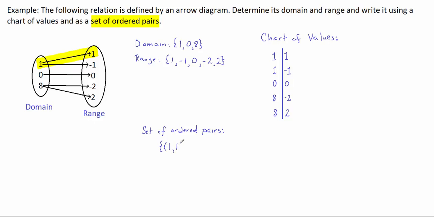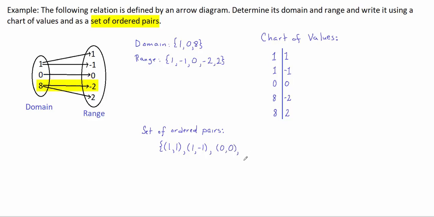So for this relation, we have an arrow from 1 to 1, so we get an ordered pair, (1, 1). We get an arrow from 1 to negative 1, associating 1 with negative 1. So we get a pair, (1, negative 1). We have an arrow associating 0 to 0. So that gives us a pair, (0, 0).